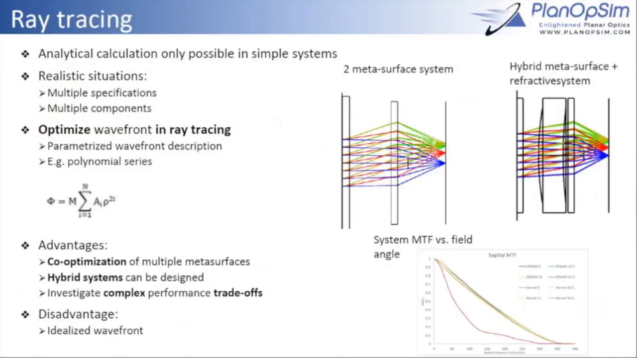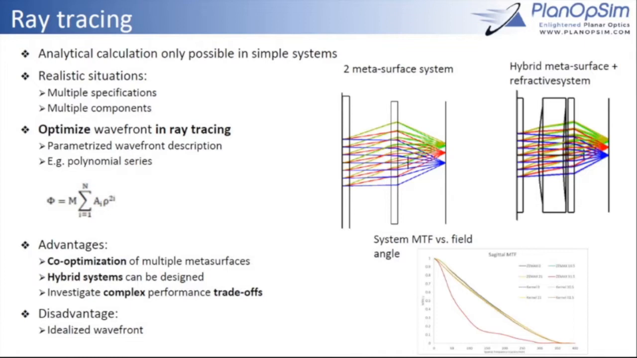We go into ray tracing. Up to now, we had been very theoretical, and we just had nice equations that we could derive on a piece of paper. In a realistic system, we generally have multiple components interacting, like two metasurfaces that have different distances with respect to the imaging plane and with respect to each other, or a hybrid system consisting here of two metasurfaces with a classical lens in between.